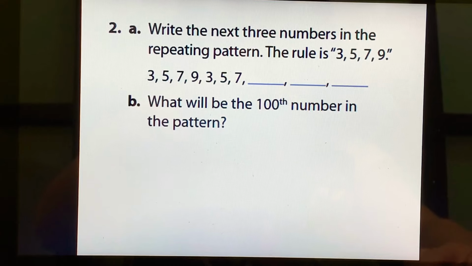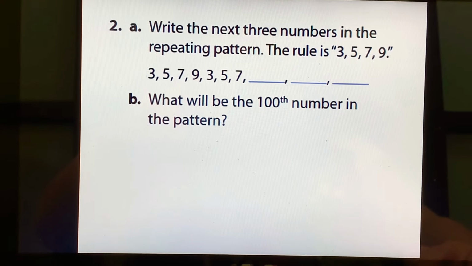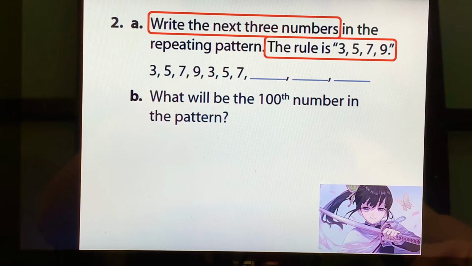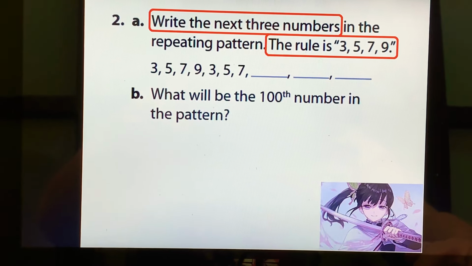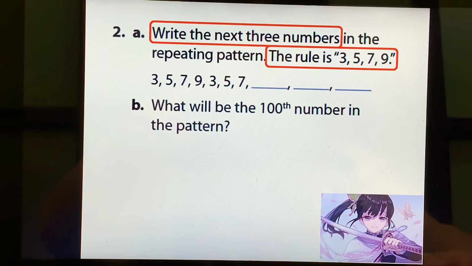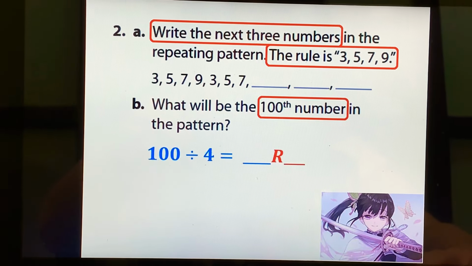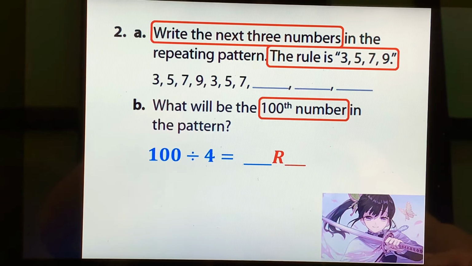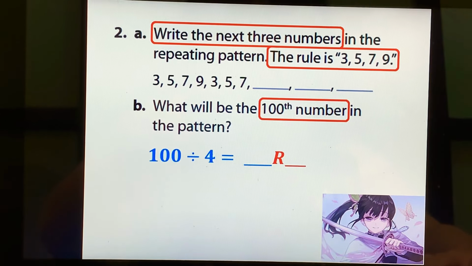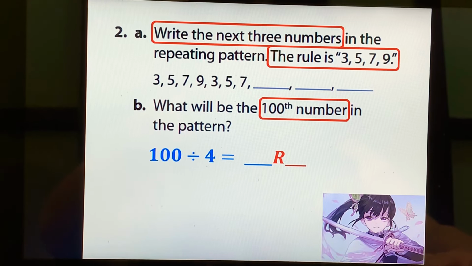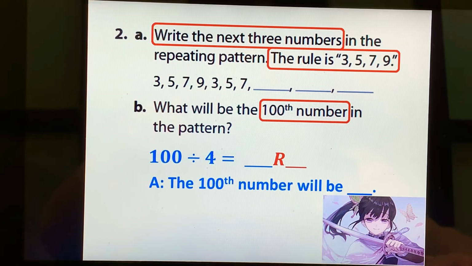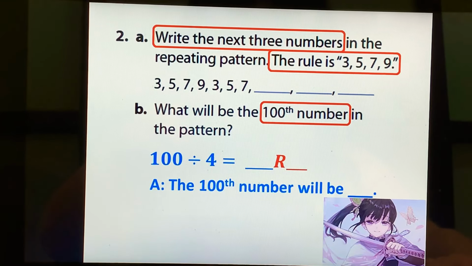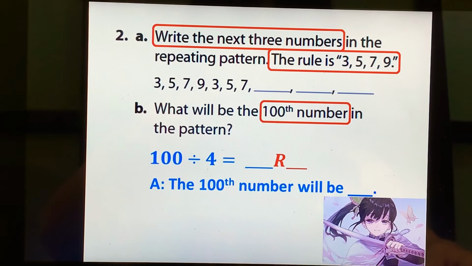Write the next 3 numbers in a repeating pattern. The rule is 3, 5, 7, 9. What will be the 100th number in the pattern? To find which number will be the 100th number, we need to find the remainder of 100 divided by 4. The 100th number will be, let's move on.